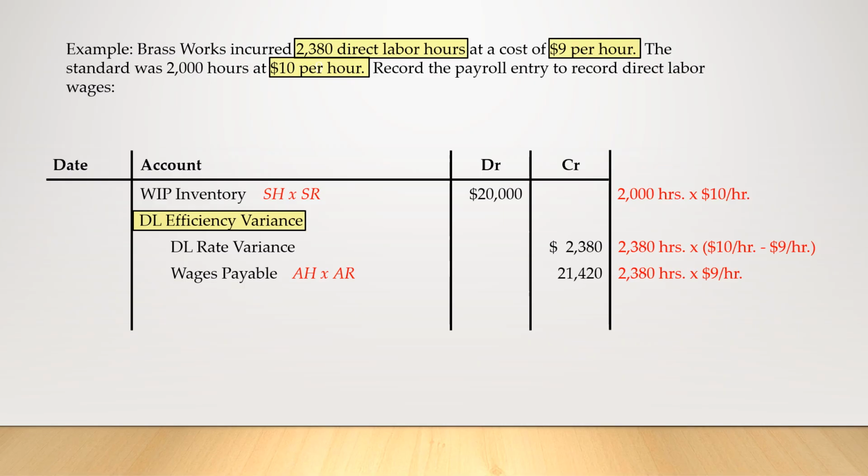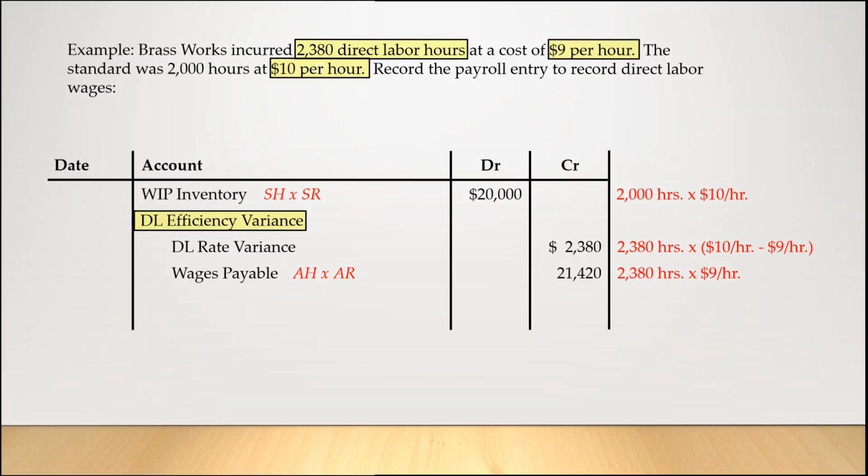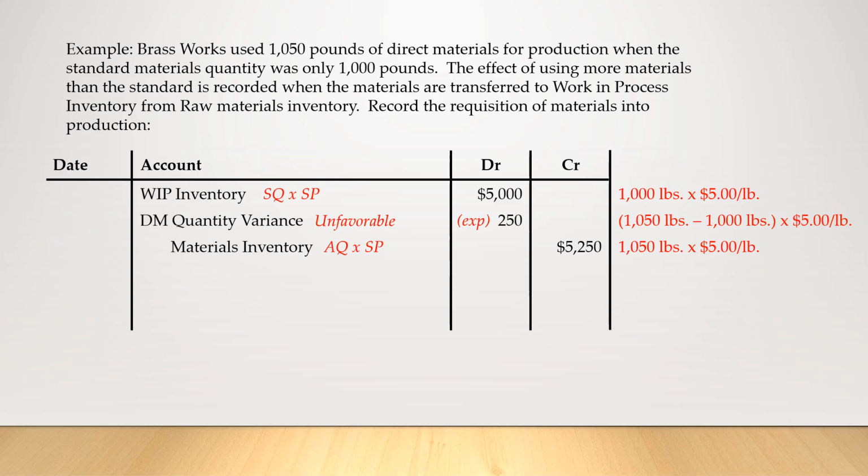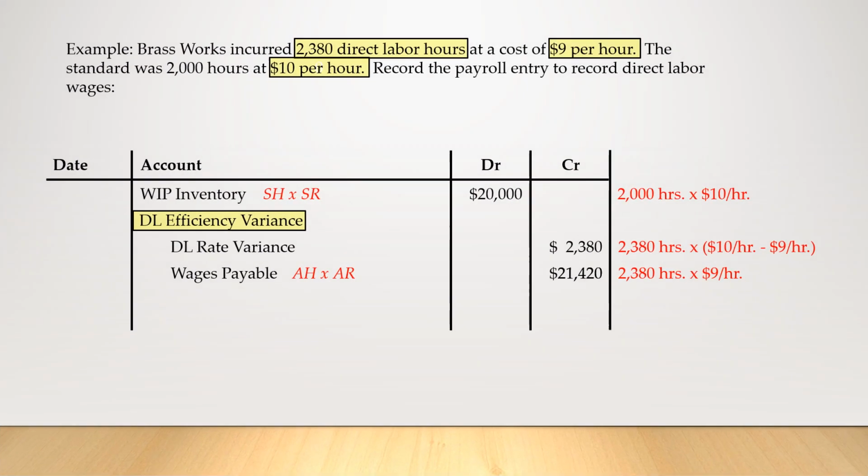Look back at how the quantity variance was recorded for materials. For the materials quantity variance, the materials usage difference was multiplied by the standard price. Consequently, for the direct labor efficiency variance, we'll multiply the difference in hours by the standard $10 per hour. Again, because the actual hours are greater than the standard hours, this variance is unfavorable, so it is recorded with a debit, akin to an expense.